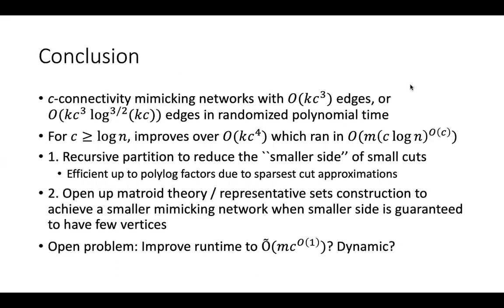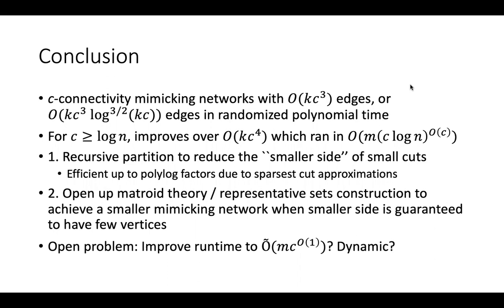To wrap up, this work gives C edge connectivity mimicking networks with KC cubed edges, or KC cubed times polylog edges, in randomized polynomial time. If C is at least log n, this improves over KC cubed, which ran in m times C log n to the O of C time, which would not have been polynomial time for large values of C.